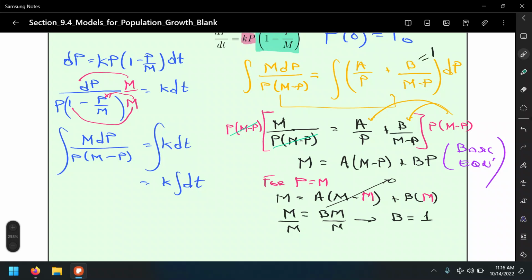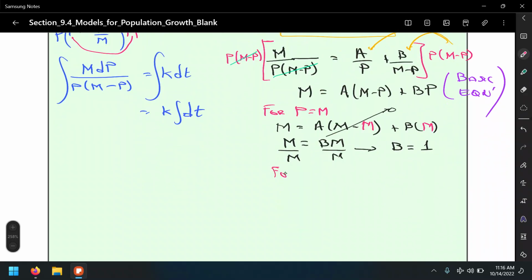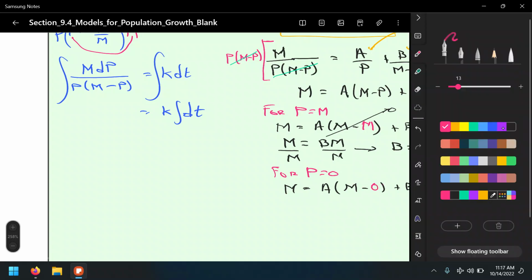Now, can we think of another clever value? Well, now we need a value to zero the second term so we can find the value of a. Zero, right? Because if p equals 0, yes, of course. So for p equals 0, m equals a times m minus 0 plus b times 0. And I'm going to write that 0 with red just so you can see why and where we are plugging it in.